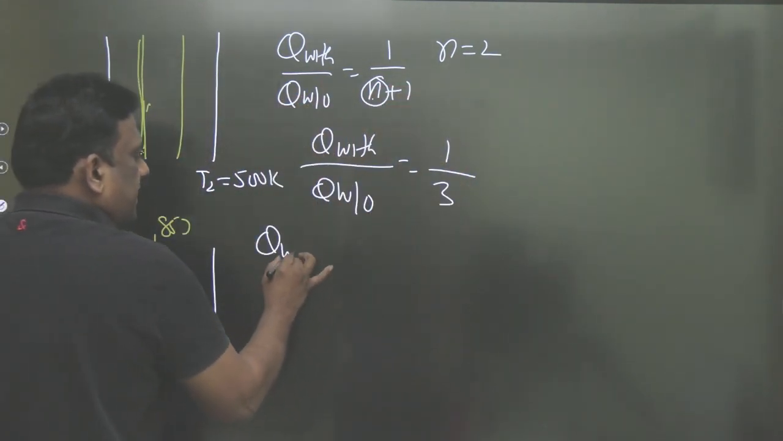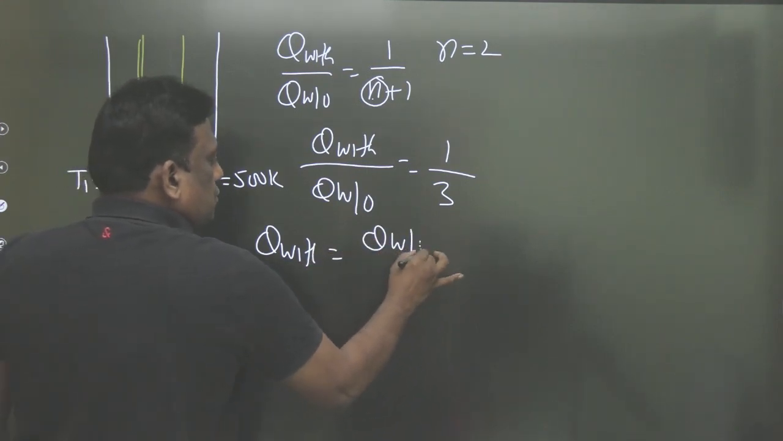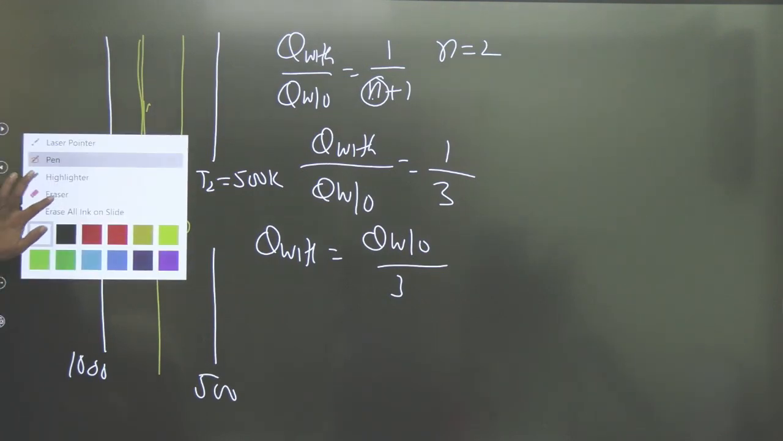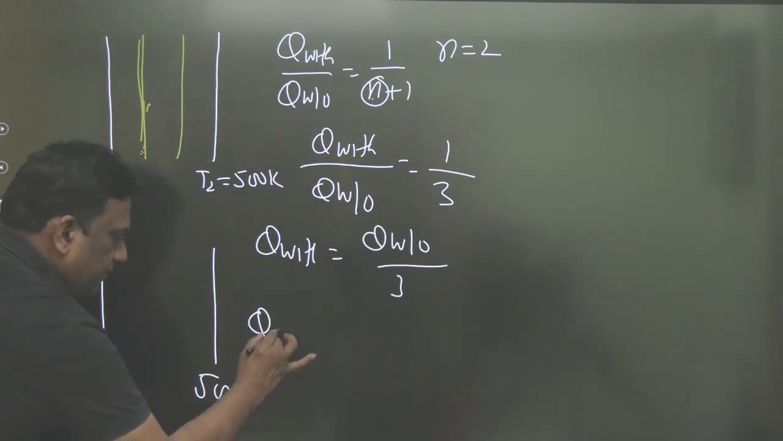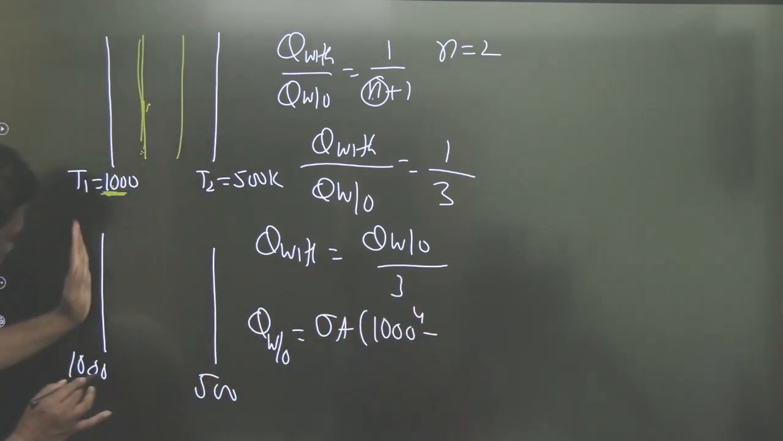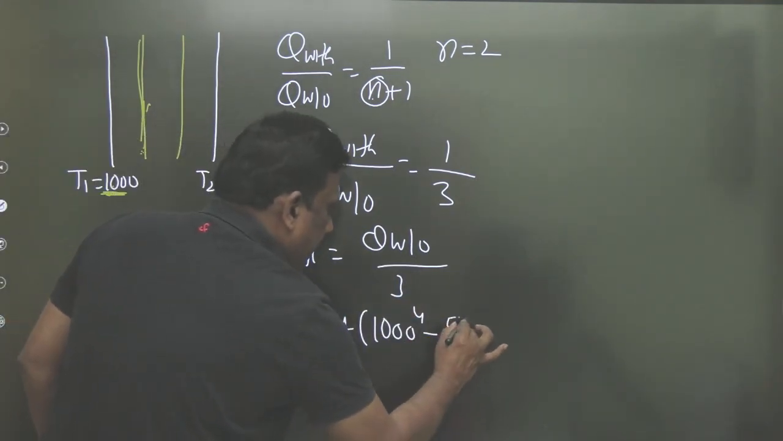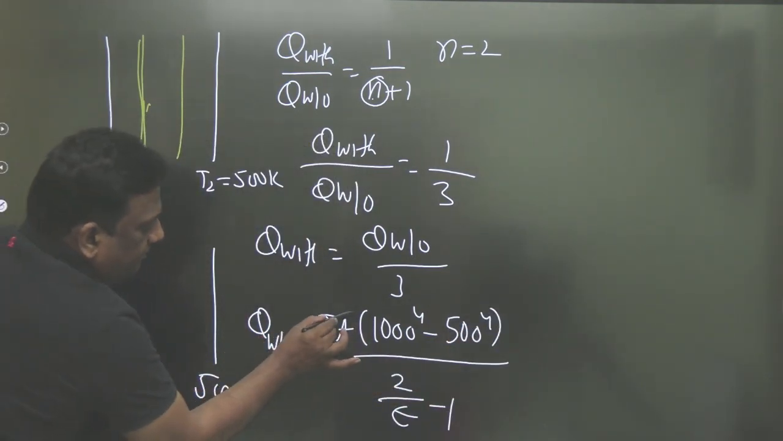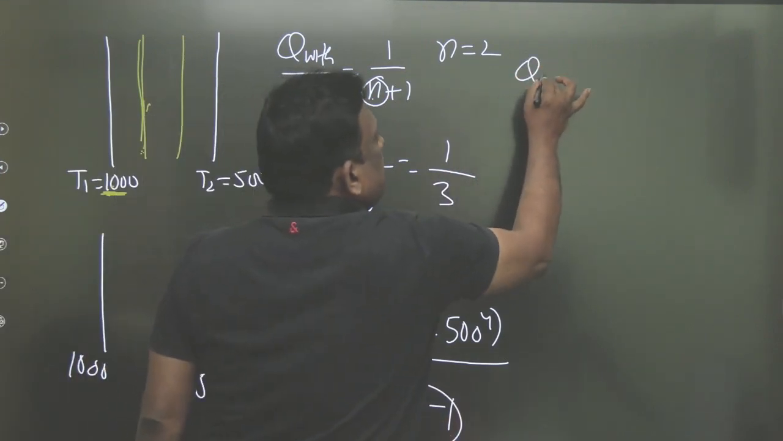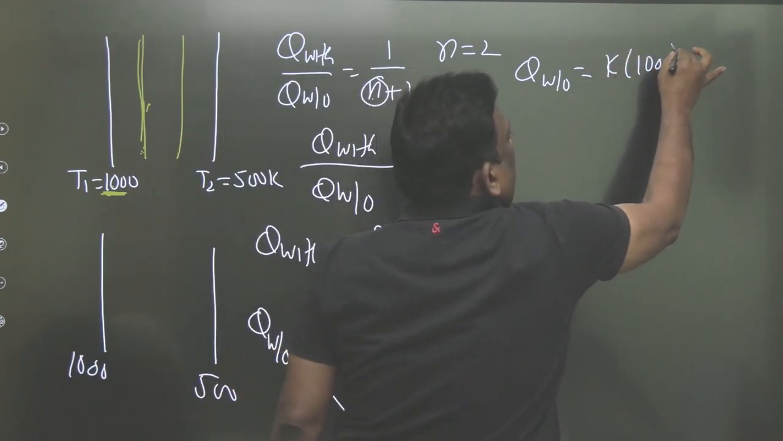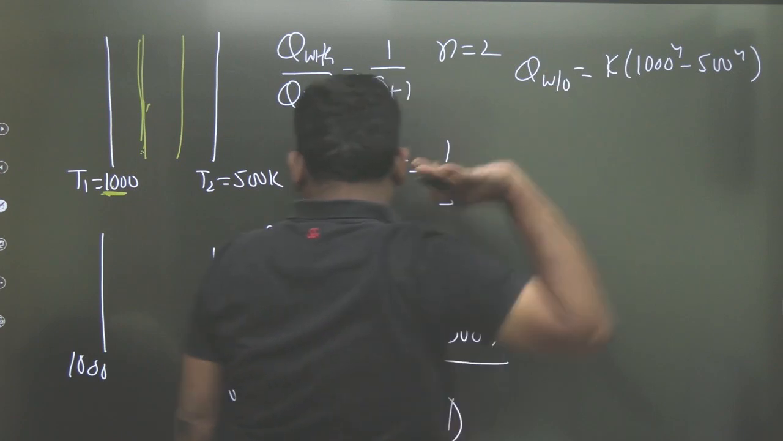Therefore heat transfer with shield is heat transfer without shield by 3. Already we have calculated without shield. If there is no shield, my dear students, listen, what will be the heat transfer? It will be sigma A into T1 power 4 minus T2 power 4, by 2 by epsilon minus 1, with 1000 and 500. We have taken this value as K. Therefore heat transfer without shield is K into 1000 power 4 minus 500 power 4.